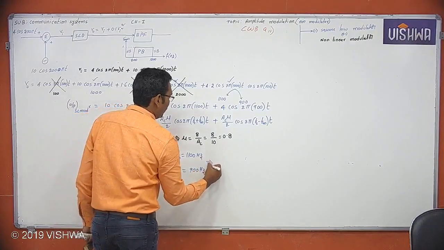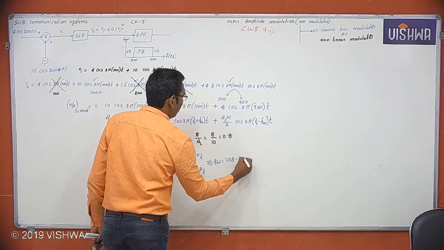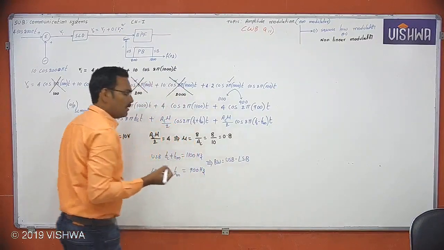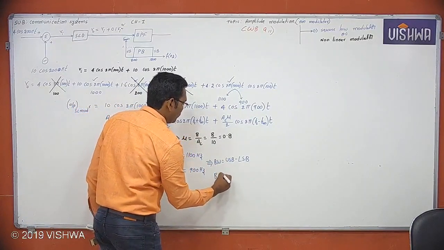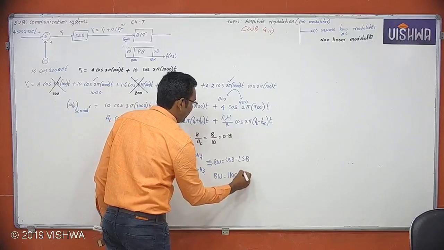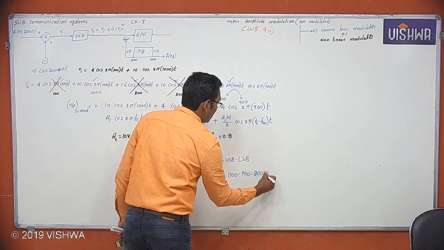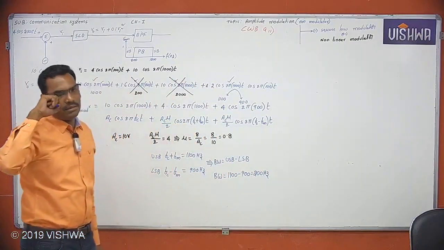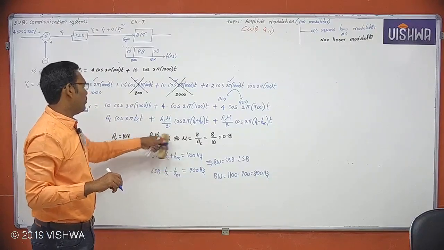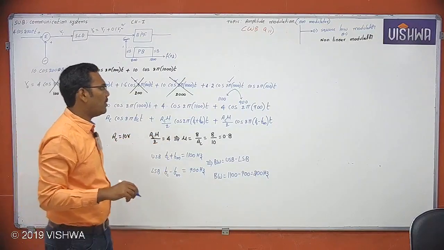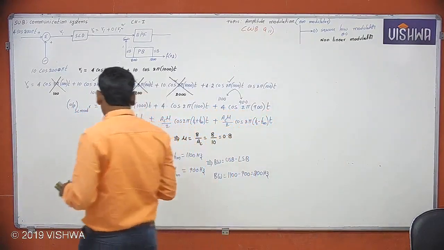Therefore the bandwidth is equal to the upper side band minus the lower side band, which is 1100 minus 900, equal to 200 hertz. So the bandwidth is 200 hertz. Now the bandwidth is calculated, the modulation index is calculated, and all the powers we can easily calculate. Now what are the powers?